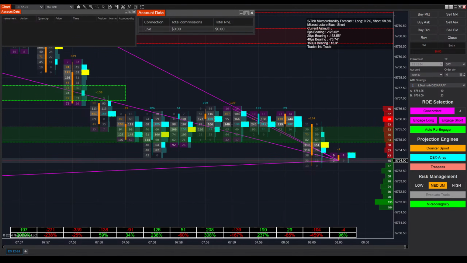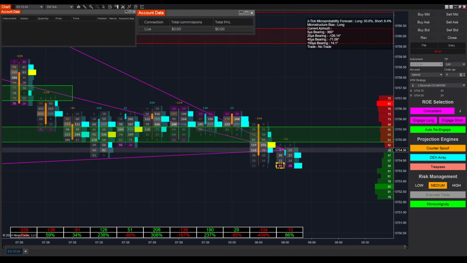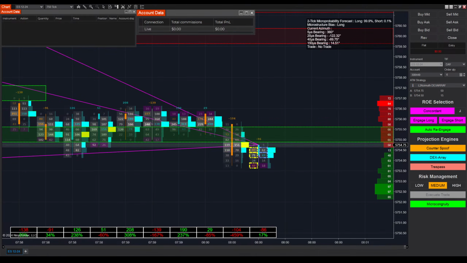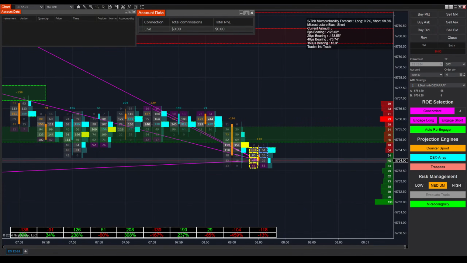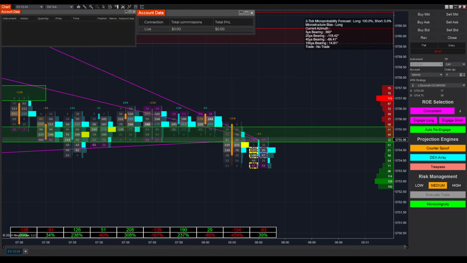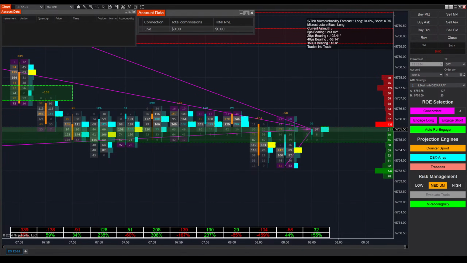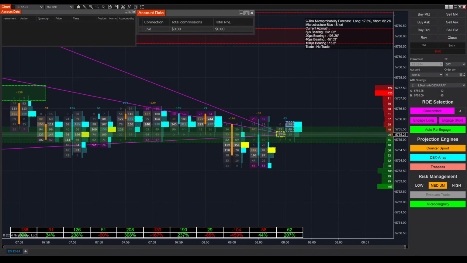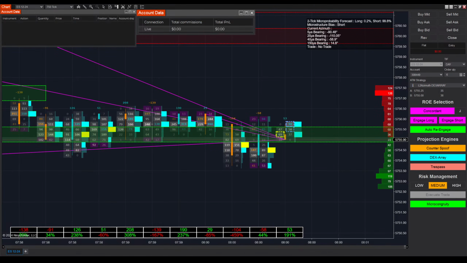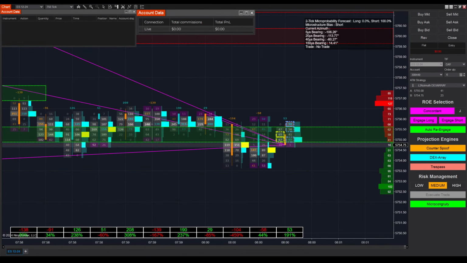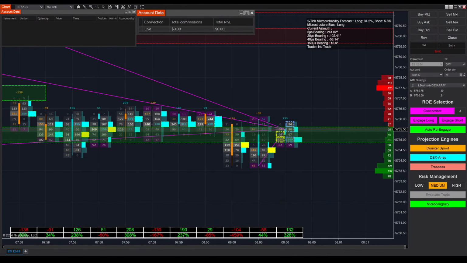We're going to activate our concordant mode that is bidirectional. So the software is now looking for trades in both directions. You can see over here with our risk management, we have that set to medium. What this means is that if we are in a loss and our 2-tick micro probability forecast does not line up with our trade, it will exit our trade early. Now, if we had that set to low, it wouldn't matter if we were losing or winning that trade. It would always pull us out if that forecast was not in our favor.